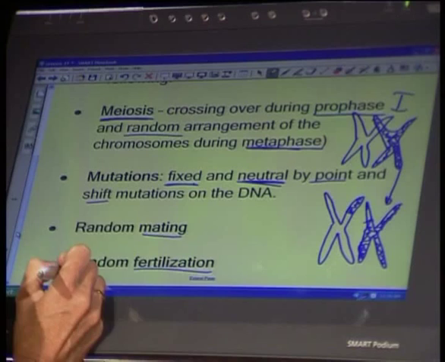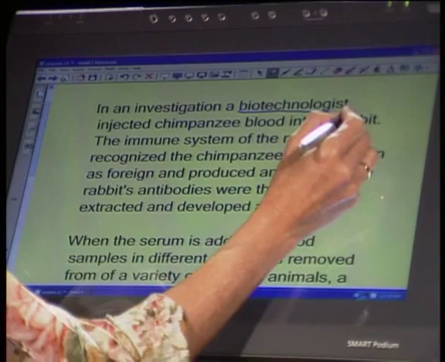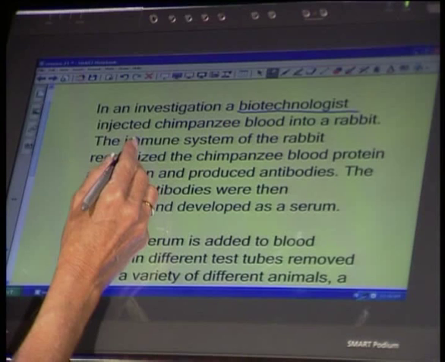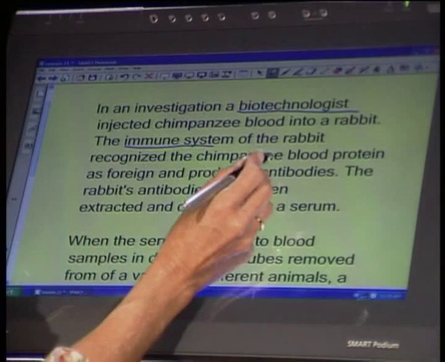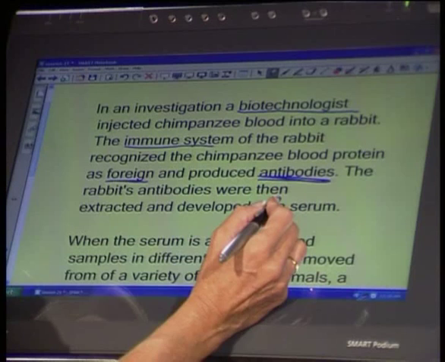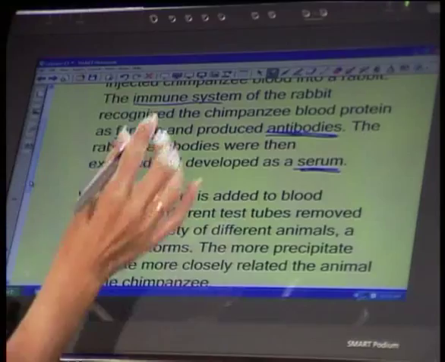All right, now, if we look at this question, okay? In an investigation, a biotechnologist injected chimpanzee blood into a rabbit. Okay? The immune system of the rabbit recognizes the chimpanzee blood protein as foreign. It's like putting a splinter in your finger. It's foreign. It doesn't belong there. And it produces antibodies. Okay? The rabbit's antibodies were then extracted and they were used to develop a serum. Right. Now, I know that nowhere do you learn about this. It's a question to test your theories and whether you understand your work so you can apply it.